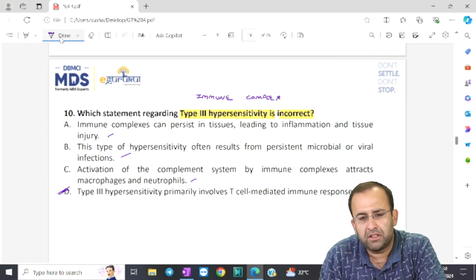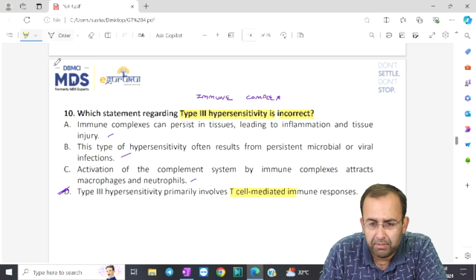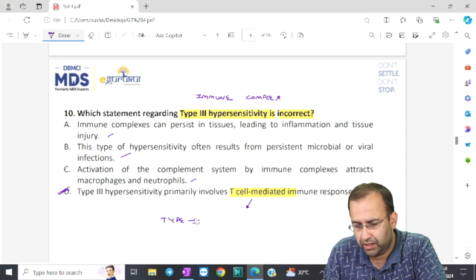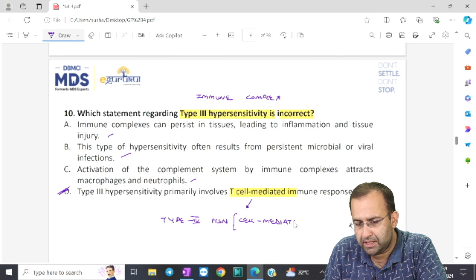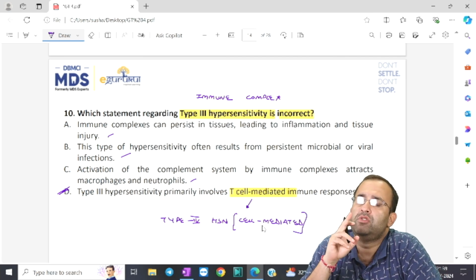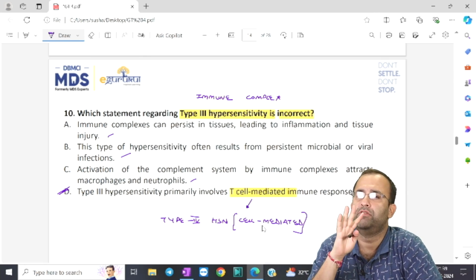Type 3 hypersensitivity primarily involves T cell. No, child, T cell mediated response is seen in type 4 hypersensitivity, that is cell mediated or delayed type of hypersensitivity. Why should it be seen in antigen antibody immune complex reaction? So which statement was false? Option 4. Option 4 was false.